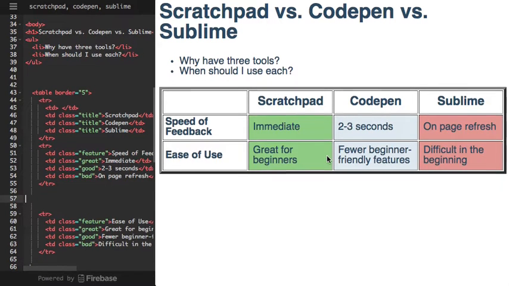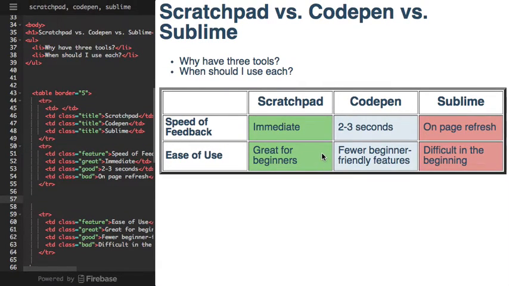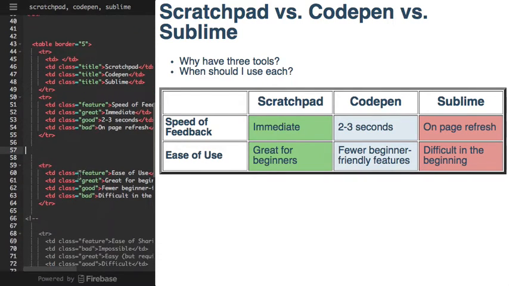There's also ease of use. Scratchpad is really easy for beginners. If you type an opening tag, it will automatically close it for you. Sublime has a lot of good features as well, but it can be pretty overwhelming when you're getting to learn it.